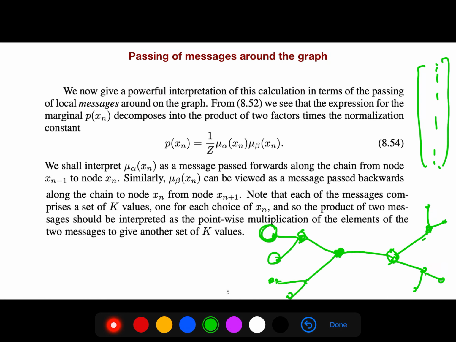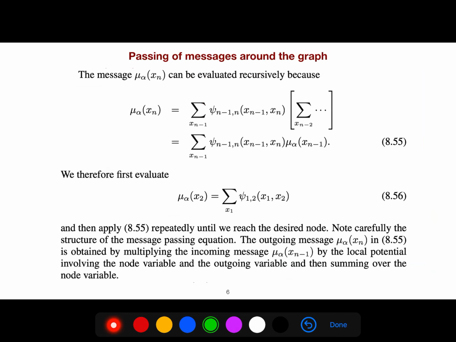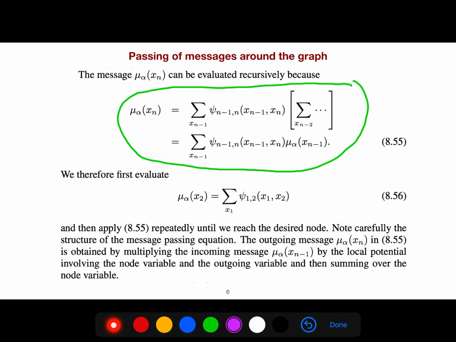So we are passing the messages, and this is the passing of messages around the graph. So the mu of alpha on xn can be evaluated recursively. Whenever we find a recursion, that is what we need in dynamic programming. This is the trick in this chapter, the only trick that you need to know, because we are very smartly relating mu of alpha to mu of alpha xn minus 1.